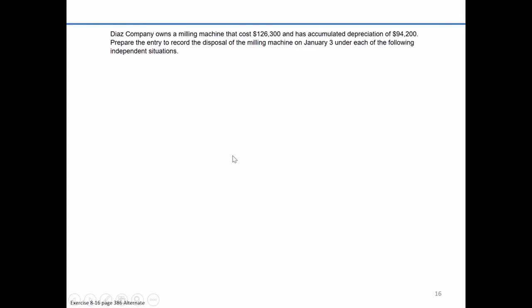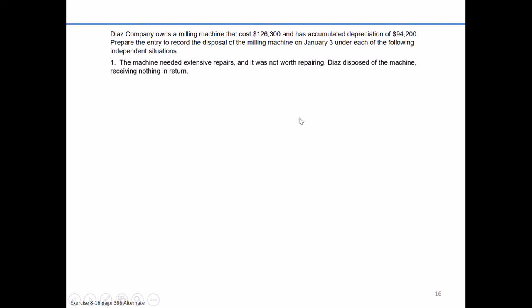In the alternate version of exercise 8-16, Diaz Company owns a milling machine that originally cost the company $126,300, and at this point they've recorded accumulated depreciation of $94,200. We're asked to prepare the journal entry for the disposal on January 3rd under several different independent situations.